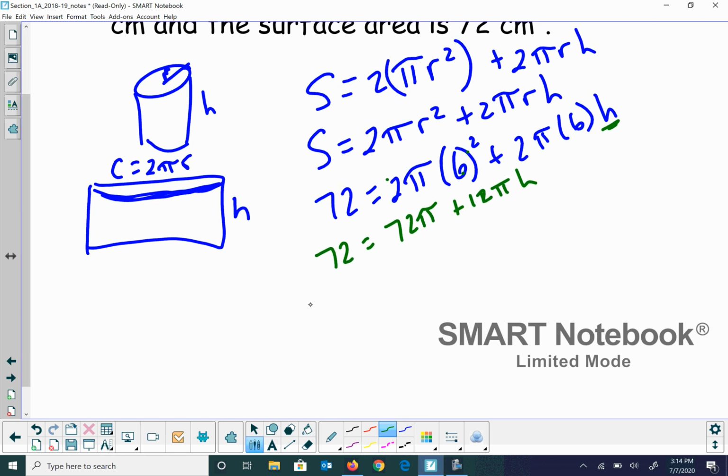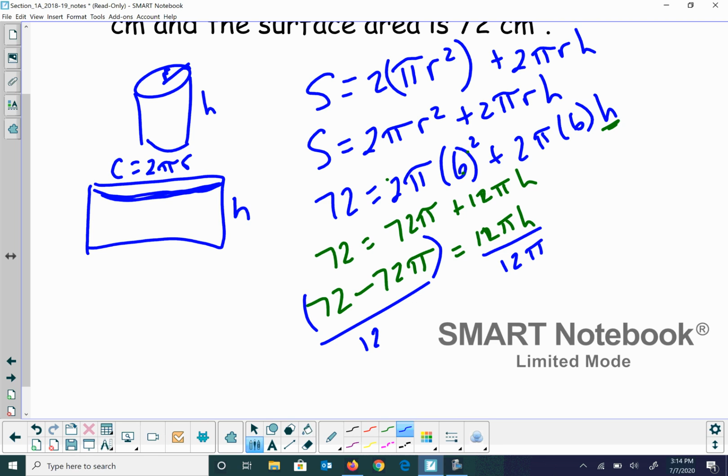So first thing I'm going to do is I'm going to go 72 minus 72 pi equals 12 pi h. And then I could put that whole thing in parentheses if I wanted to, which would be great. And we're going to divide everything by 12 pi. So I now found I have a height.